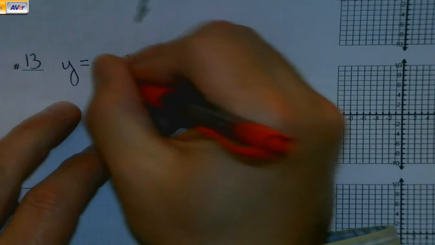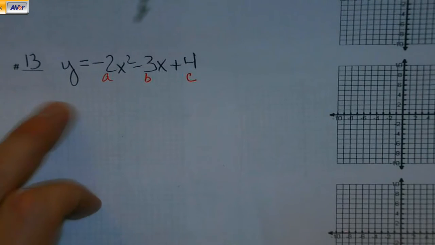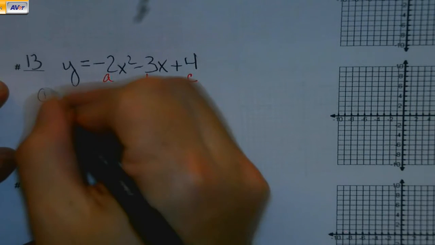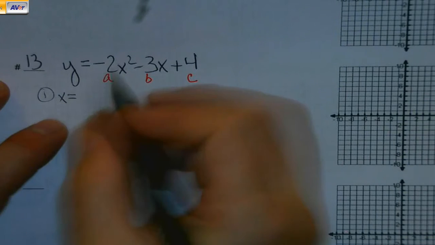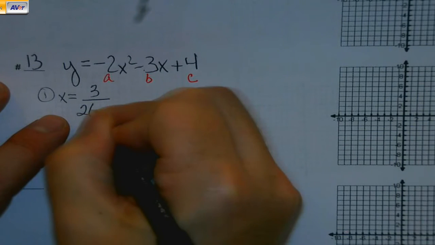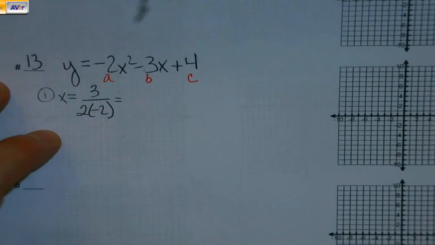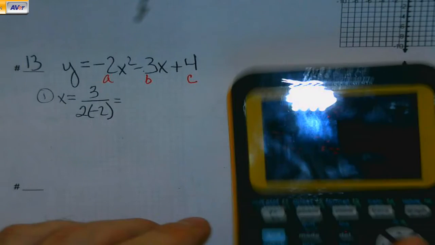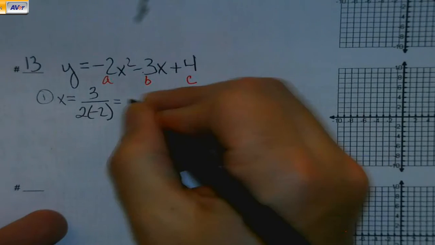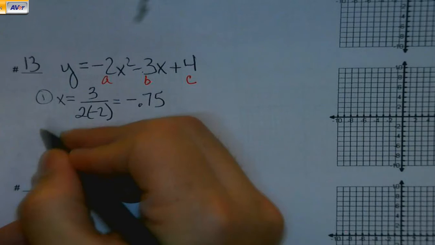So I get to 13 and I go, all right, a, b, c. I go to do my x value first, to my vertex. Opposite of b over 2a. And I plug this in the calculator, and at first I think I may have done something wrong. Because I'm like, okay, 2 times negative 2 is negative 4. 3 divided by negative 4, I got a decimal. That can't be right. We don't get decimals. You can get decimals. So negative 0.75. No worries.